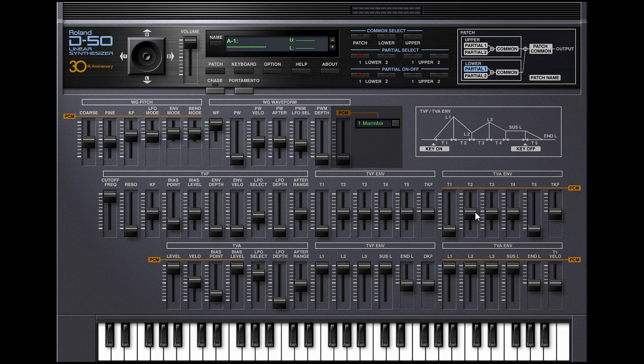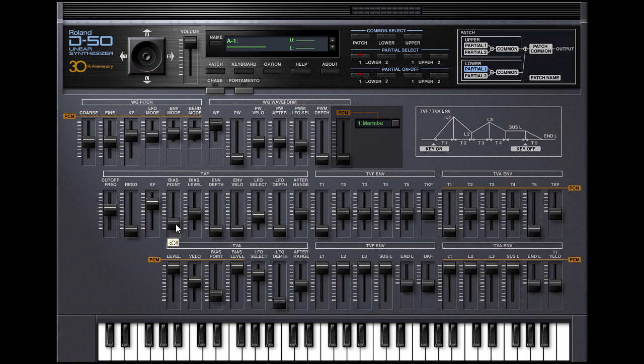Okay, so now let's go to the TVF section. We can control the cutoff with this slider. We can also add some resonance. And the key follow is much the same as the key follow in the pitch section. In this case, it's a filter key follow. Bias point selects the breakpoint of the keyboard for level adjustment. Bias level is the respective amplitude, negative or positive.